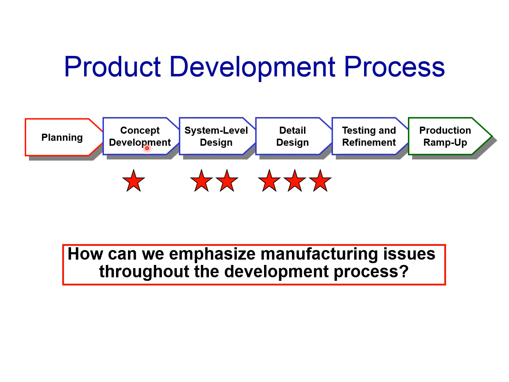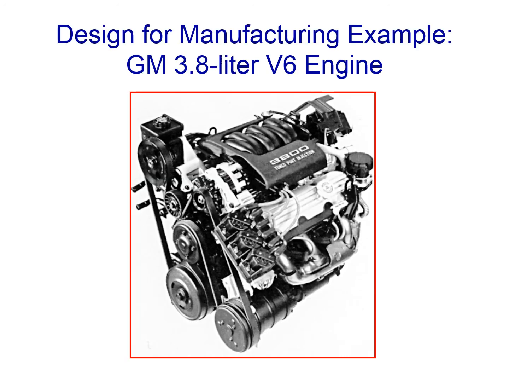We may even go as far as the planning phase, where an understanding of manufacturing capabilities and constraints will have an effect on what projects to pursue or concepts to pursue. This example, you will read about it in your book about the GM 3.8 liter V6 engine. It is a good example because it illustrates the cost estimation in a detailed way and was explained well in the book chapter. We will not talk much about it today in class, but we will use our own example instead.